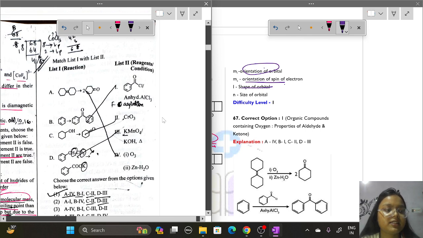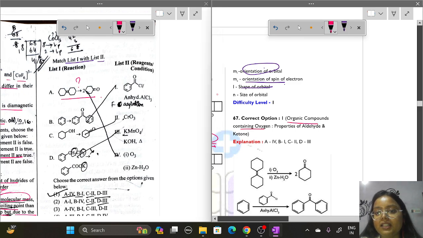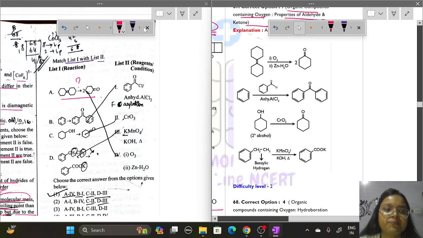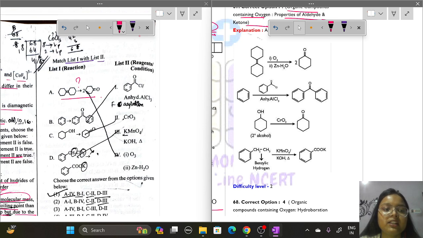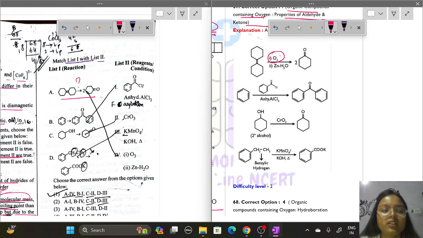Next is question number 67. For question number 67, match list 1 with list 2. So this is the reaction, and we have to find out which reagent is involved in this reaction. This is from the organic compounds containing oxygen chapter, and it is properties of aldehydes and ketones. See, for converting from this to this, what is the reagent involved? It is O3. O3 is required. It is used in the reduction reaction. These both are used in the reduction reaction.